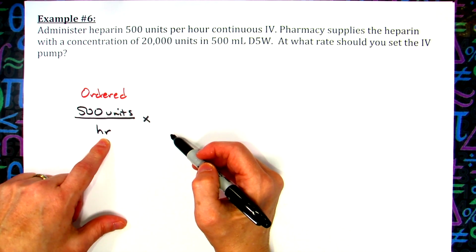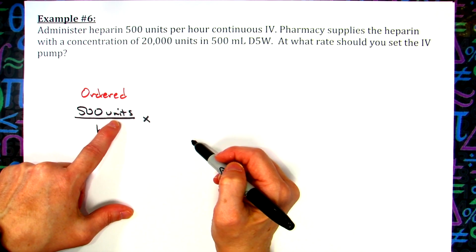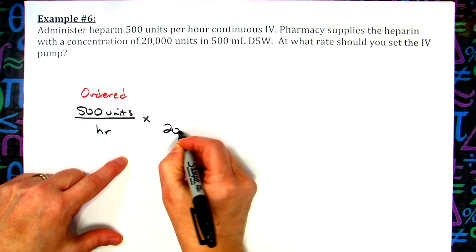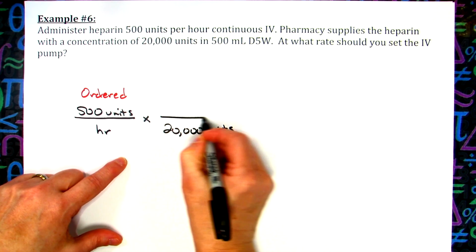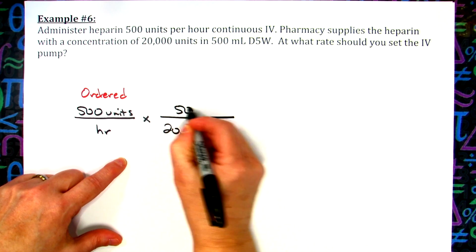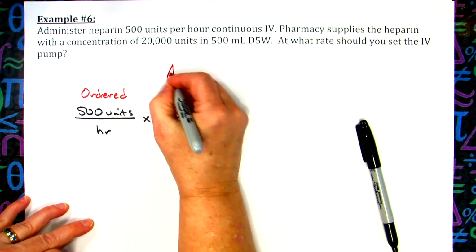Again, I want this to set up for my unit analysis so that my units there are going to cross off. So that means I've got to put the 20,000 units in the bottom. And then I've got to put the 500 milliliters in the top. Okay, this is going to be my available concentration.